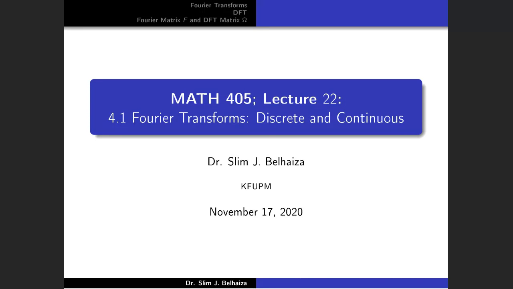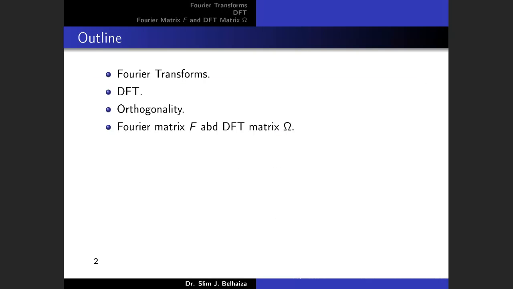So guys, welcome back. Today we continue with Fourier transforms, discrete and continuous Fourier transforms. First of all, the outline of the presentation: I'll talk about Fourier transforms, DFT (discrete Fourier transforms), orthogonality, the Fourier matrix F, and the DFT matrix.